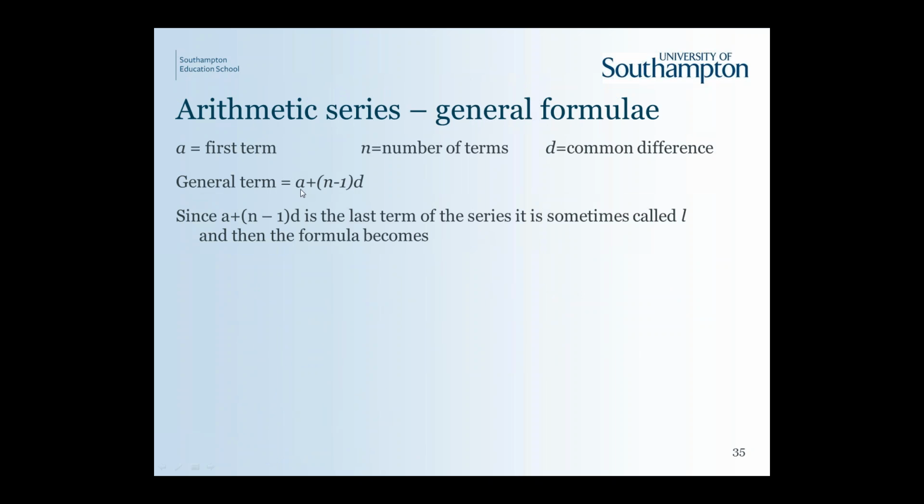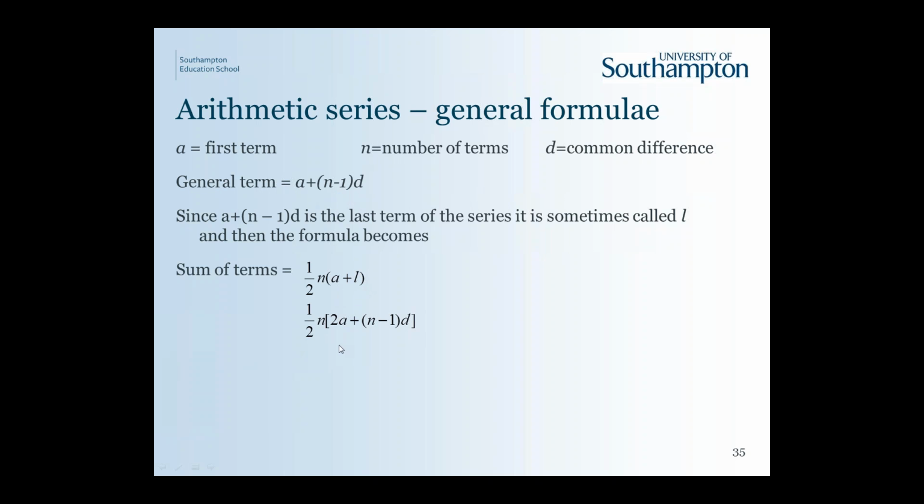Now, a plus n minus 1d is sometimes called the last term, because if you think of the nth term being the last term, if it's got an n minus 1, then this is the formula for the nth term. So it's the last term. Sometimes it's called an L. And what that means is that in the sum that we just came up with, if we take out a plus n minus 1d from here, we're just left with 1a, and the rest of that is called the L, the last term.